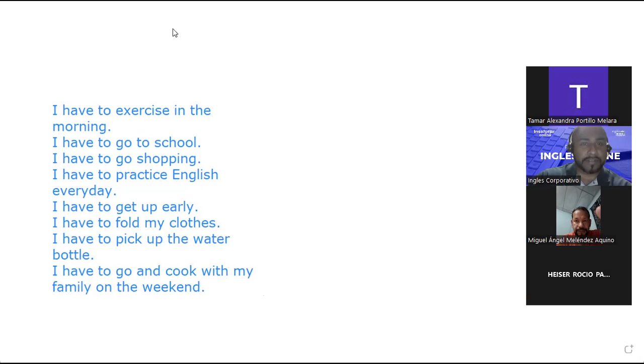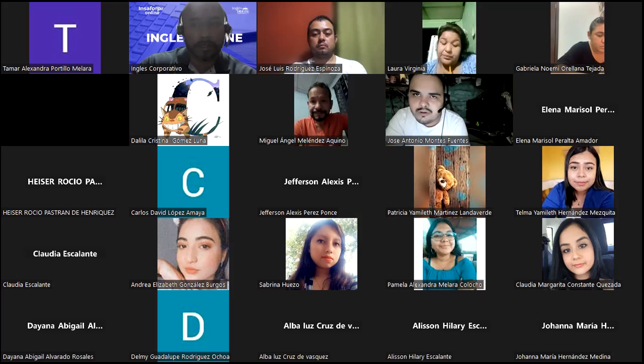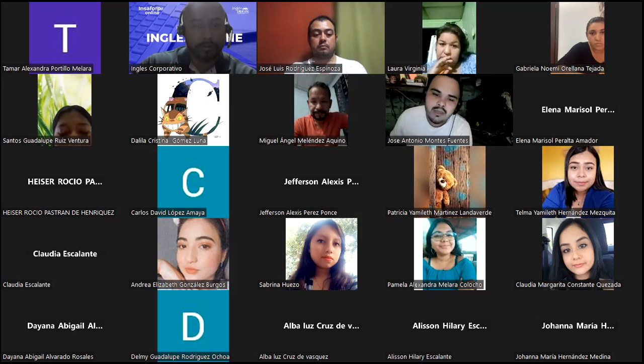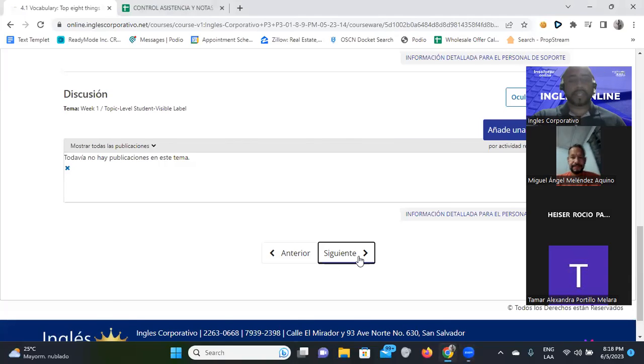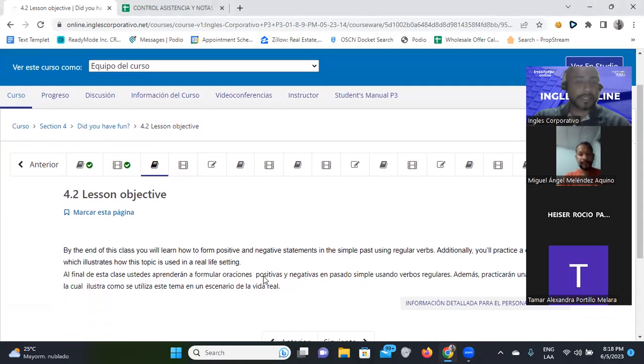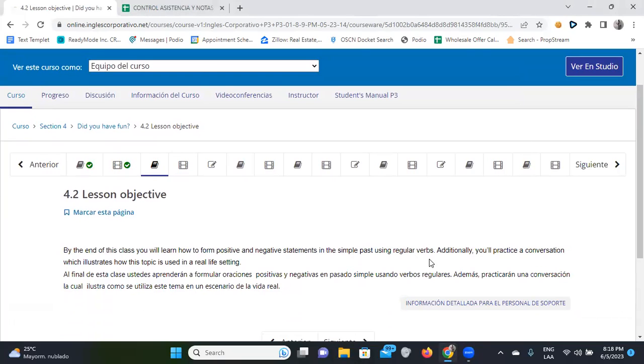We're going to be looking at the next activity. Let's take a look at the next one. It says, by the end of this class, you will learn how to form positive and negative statements in the simple past using regular verbs. Additionally, you'll practice a conversation which illustrates how this topic is used in a real life setting. Al final de esta clase, ustedes aprenderán a formular oraciones positivas y negativas en pasado simple usando verbos regulares. Además, practicarán una conversación la cual ilustra cómo se utiliza este tema en un escenario de la vida real.